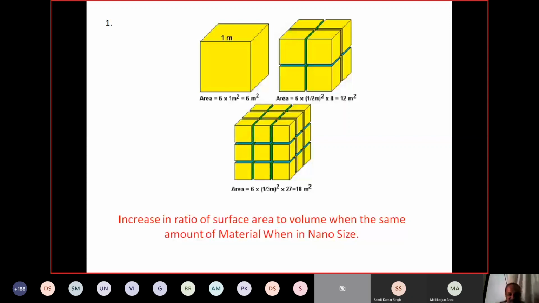That means we are breaking it into smaller sizes, and the surface area is increasing. That means if you take an equal mass of the bulk material and of smaller size material, then the surface area is higher for what? Nanomaterial, or the smaller size materials. So you see here an increase in the ratio of surface area to volume when the same amount of material is in nano size. When you make the same mass of bulk material into smaller sizes, the surface area is increasing.